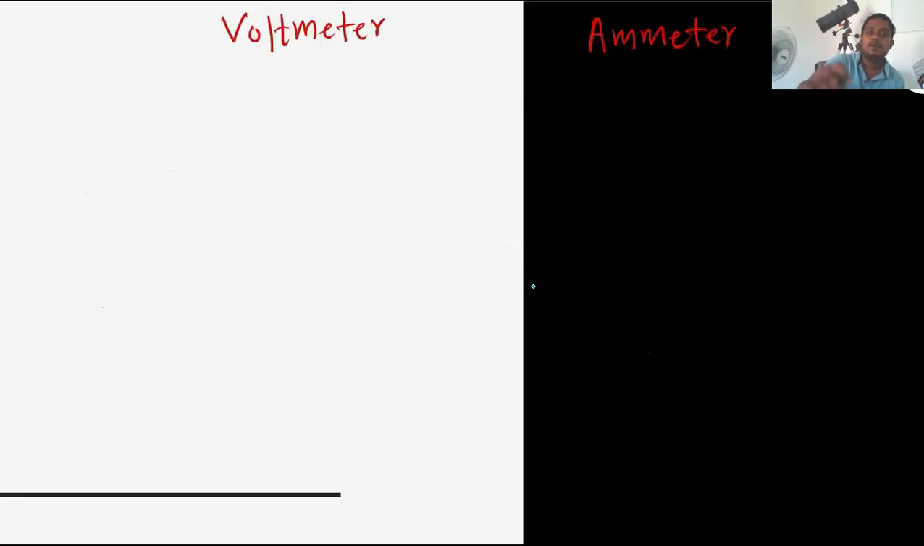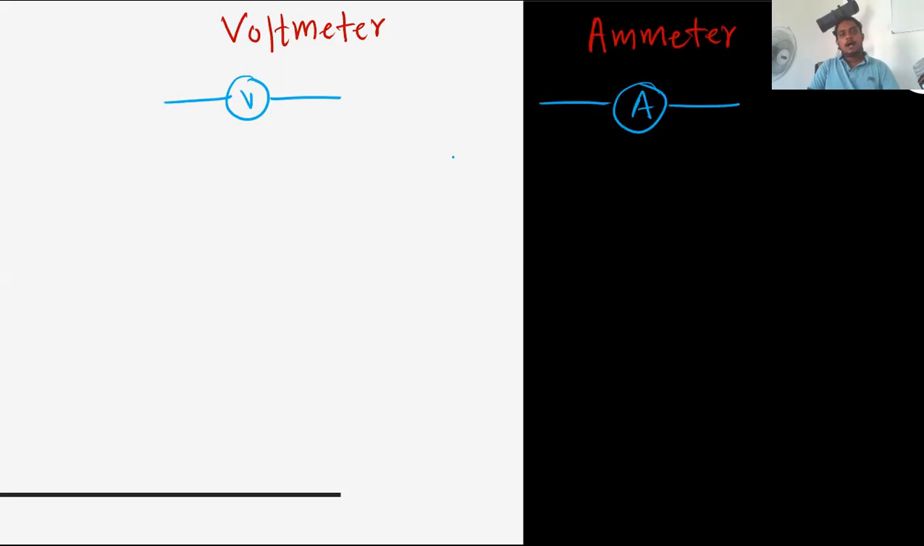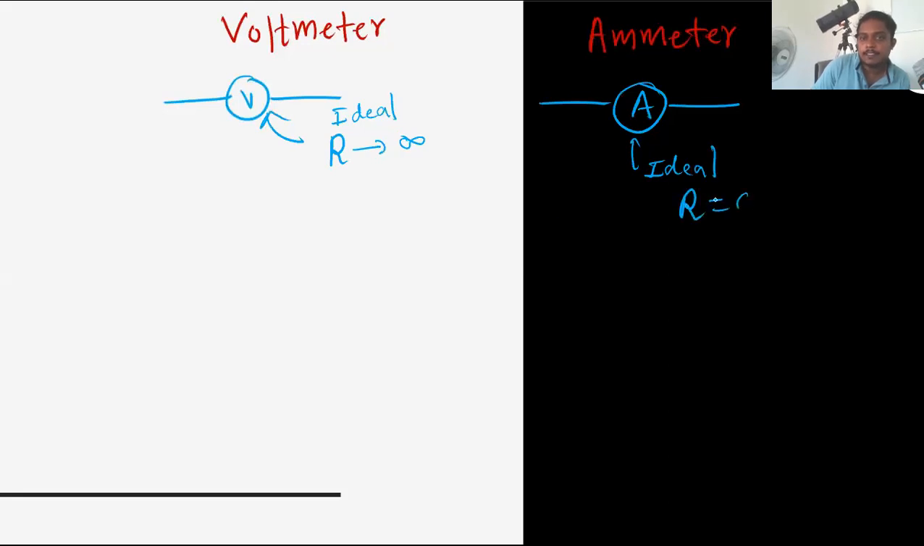Okay, so voltmeter and ammeter. The next part is the voltmeter and ammeter. You can read it. Again, I am telling you, ideal voltmeters and ideal ammeters. You need to remember ideal voltmeters and ideal ammeters. Ideal voltmeter means the resistance of the voltmeter is infinity. For an ideal ammeter, the resistance of the ammeter is 0.